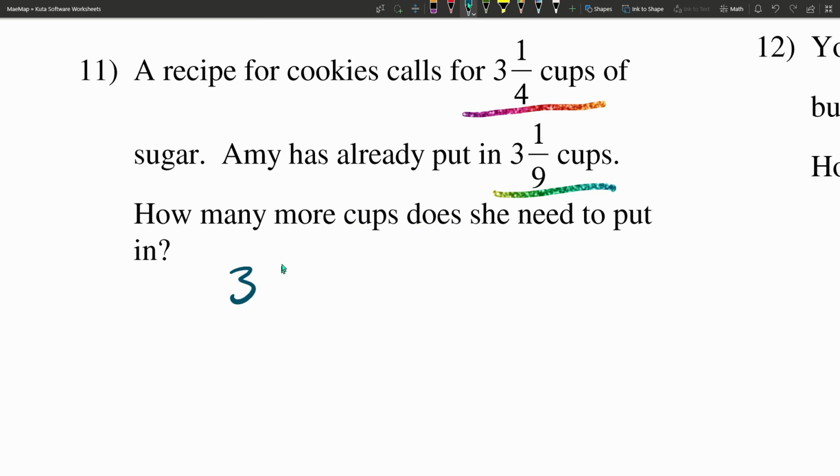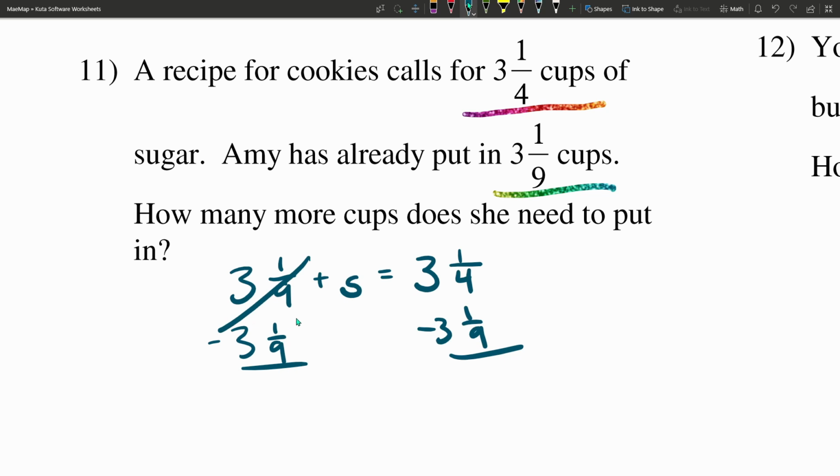If there's already 3 1/9 cups of sugar that Amy's already added, we need to see how much more sugar, S, to add to get to that total of 3 1/4 cups, the total amount that the recipe calls for. So in order to solve for our variable S, we're going to subtract 3 1/9 from both sides. 3 1/9 minus 3 1/9 is 0. 0 plus S is just S.